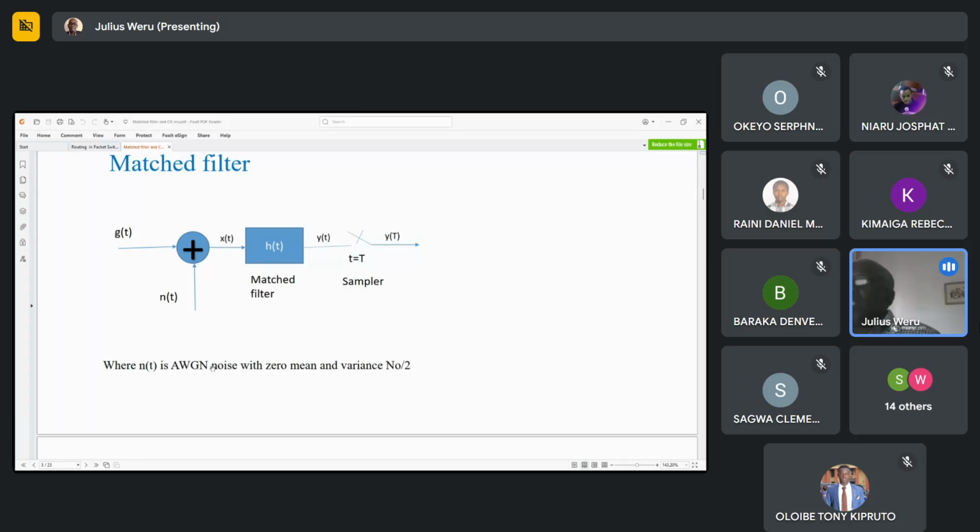So n(t), of course, is the AWGN noise with zero mean and variance N0 over 2. We use N0 over 2 because we are talking about the two-sided noise, and when you derive the N0, it assumes a one-sided noise spectrum. So that's why we use N0 over 2. N0, of course, is just the noise temperature multiplied by the Boltzmann constant. That is the N0.